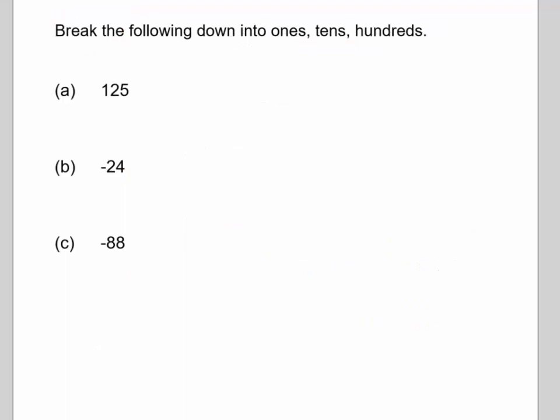Okay, so let's just go over some old concepts. Break the following down into ones, tens, and hundreds. So 125 would be a 100 plus a 20 plus a 5. That should be pretty comfortable.